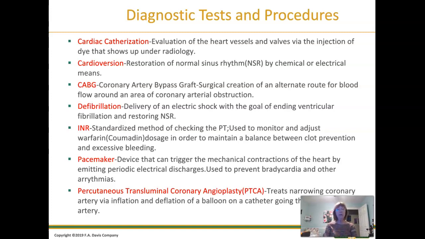CABG, we talked about that earlier, coronary artery bypass graft. It's a surgical creation of an alternate route for blood flow around an area of coronary arterial obstruction. So, like I said, they find a good part of the vein in the leg, and they take a piece of it and they put it up in the heart and transplant it. Basically, that is what they're doing, and it's really amazing.